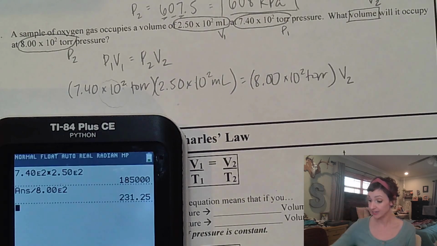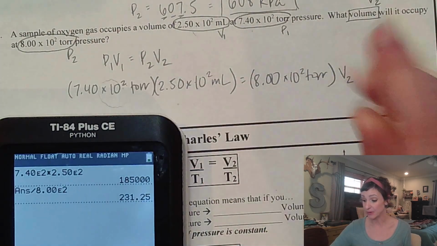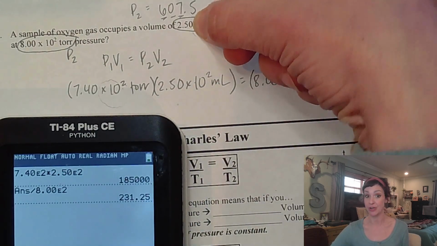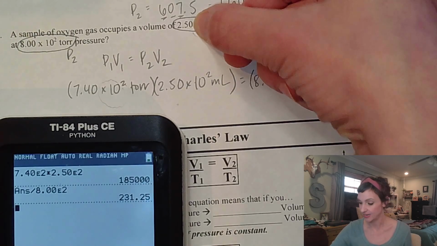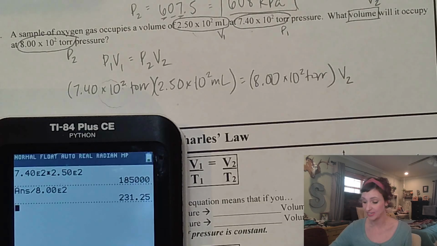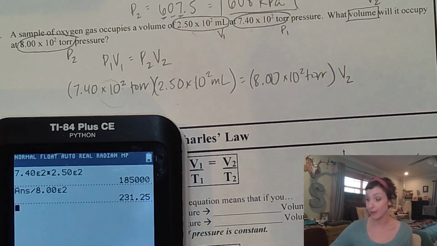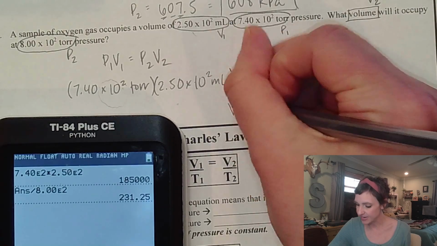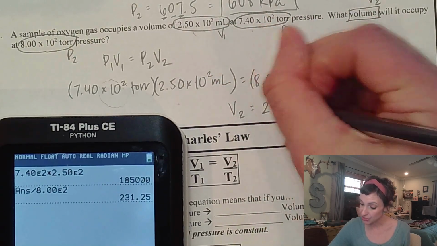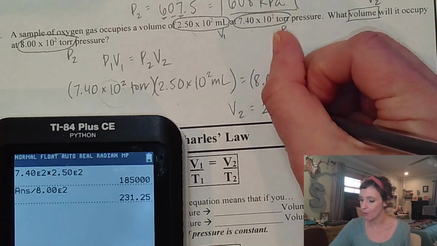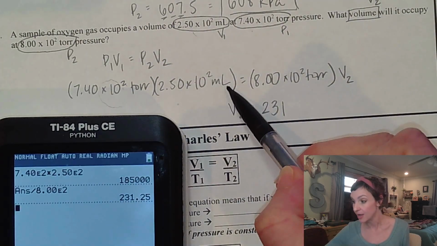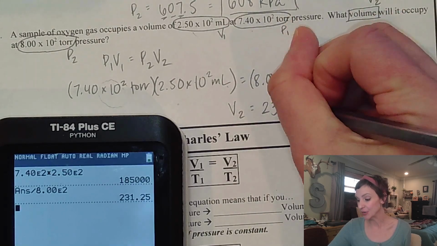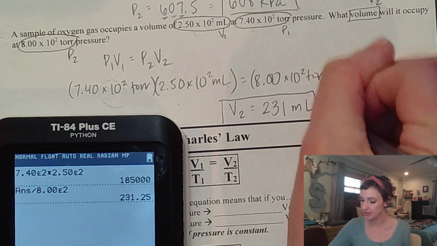So my answer is 231.25. Okay, rounding. Remember, for scientific notation, if you cover up the scientific notation part, the remaining values are all significant. So it looks like everybody has 3 sig figs going into this. So my answer is going to be rounded to 3 sig figs. So I can say V2 is equal to 231. And the units for volume, do not just guess. What were the units for volume for the first volume going into the problem? It's milliliters. So that means my units for this second volume will also be in milliliters.